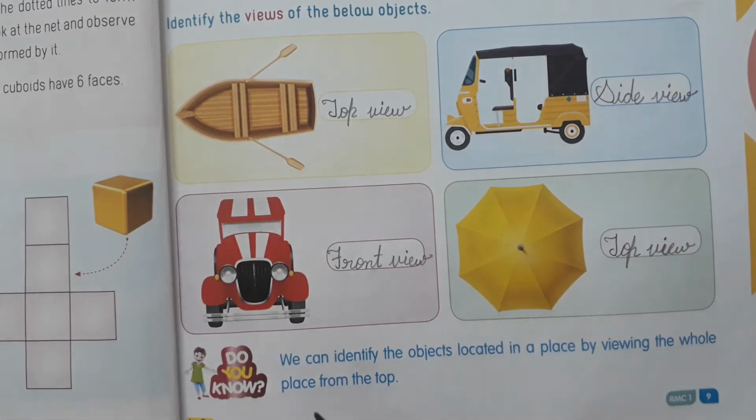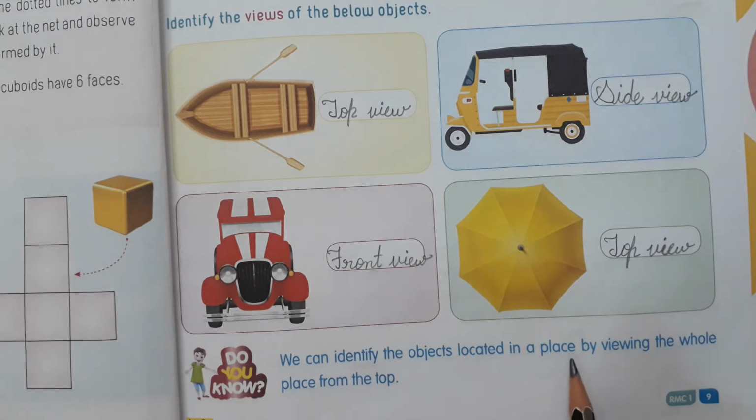Here is an information, children. Look, we can identify the objects located in a place by viewing the whole place from the top.